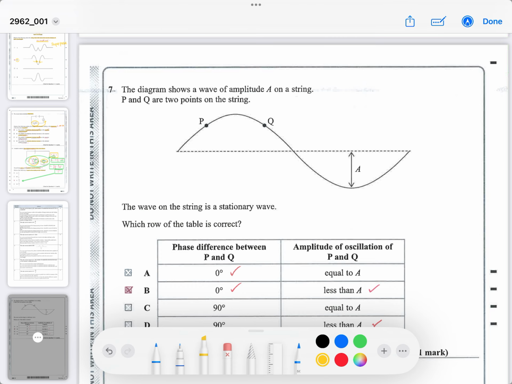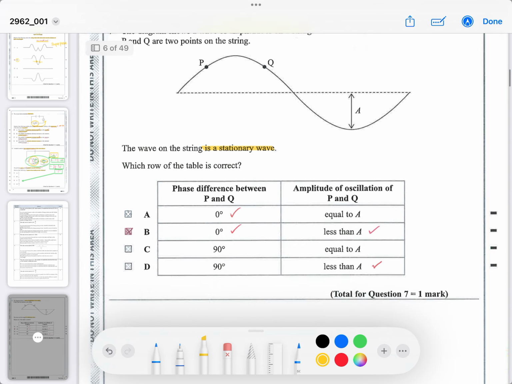Question 7 again has got a wave of amplitude A on a string. P and Q are 2 points they want you to consider. And it's a stationary wave. So which row of the table is correct? The phase difference between P and Q is 0 because they're going up, and therefore they'll also go down together. So they're in phase. So in a standing wave, this bit goes up together and down together.